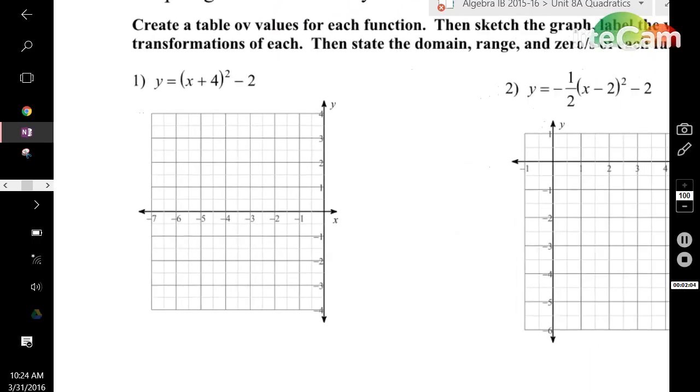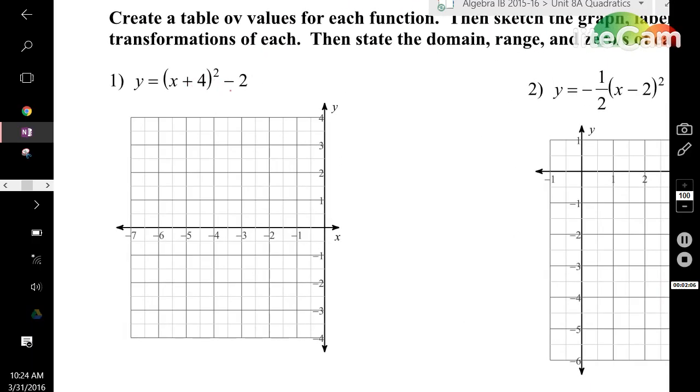Looking at number 1 here, you have y equals quantity x plus 4 squared minus 2. It might be helpful to rewrite the basic format of vertex form to help you determine what h and k are. Inside we have x plus 4, and inside the red writing we have x minus h. So I'm going to rewrite this using subtraction so it's a little bit easier to see what h is. If I have an addition of two numbers, I can rewrite that as the subtraction of the negative number. So x plus 4 is the exact same thing as x minus negative 4.